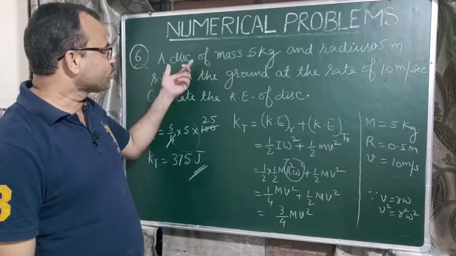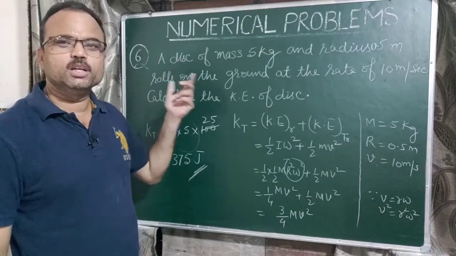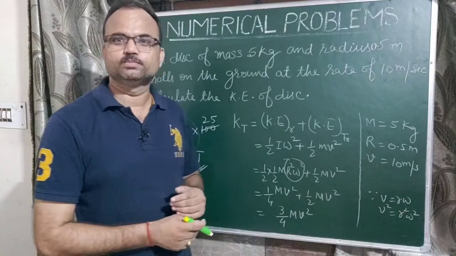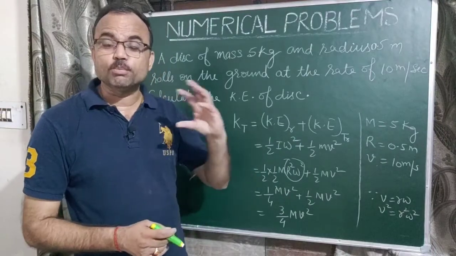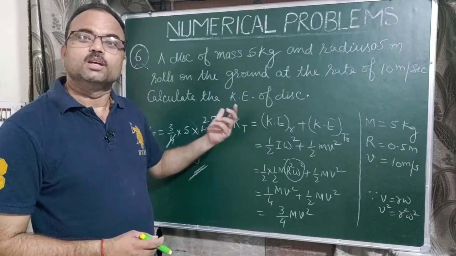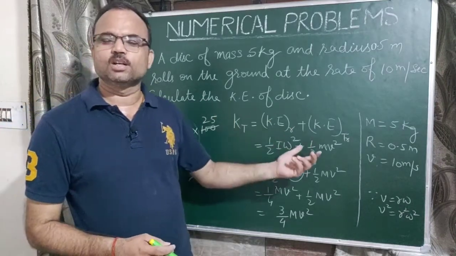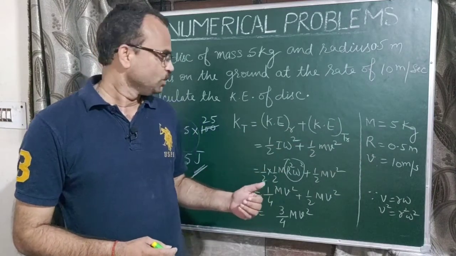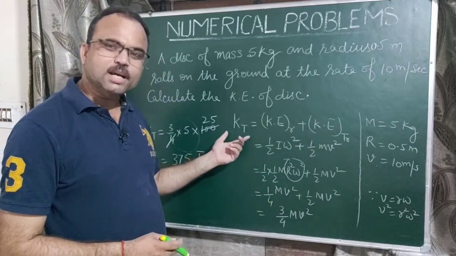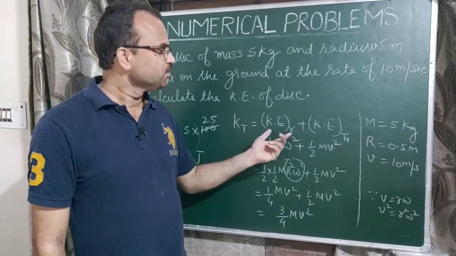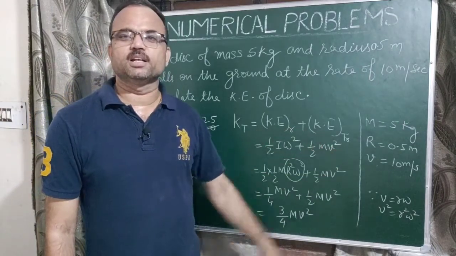Okay, so in this problem the main important thing is that when a disk rotates and moves on the ground without slipping, then both rotational and translational motion take place. So total kinetic energy in this case will be rotational kinetic energy plus translational kinetic energy.